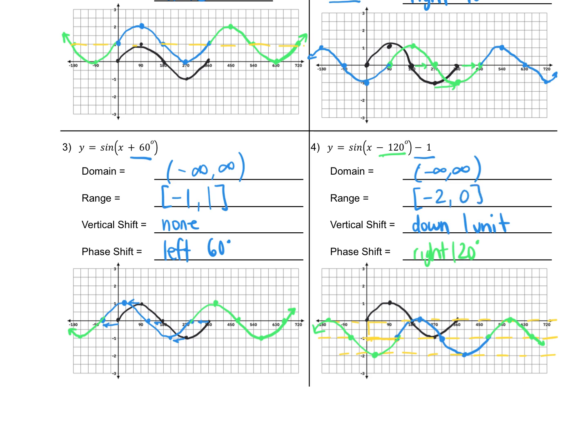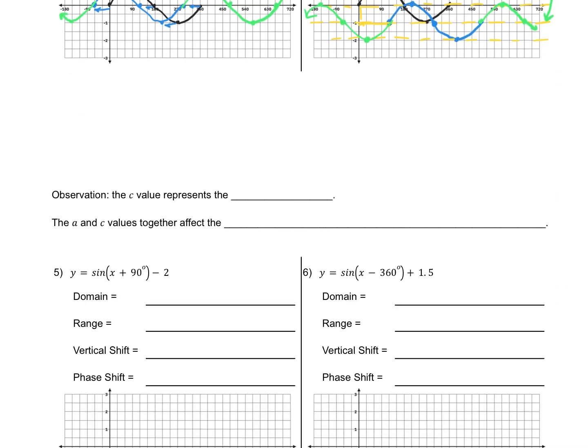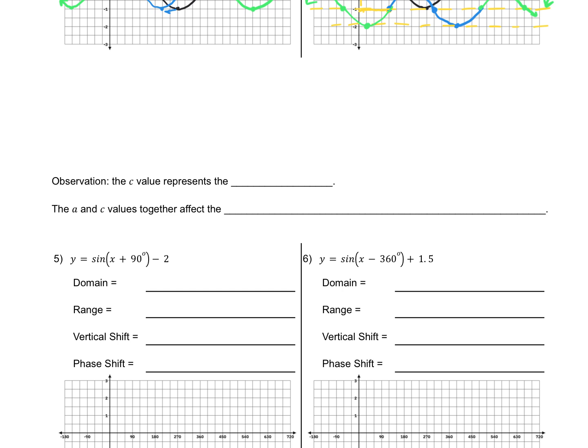So what observations can we make? The domain hasn't changed, but the range has whenever there has been a vertical shift. And if you take a look here, this vertical shift looks like it's matching my midline. And let's look above. The vertical shift was +1 and my midline was +1. And then the max and mins were just 1 above and 1 below because the amplitude was just 1. So let's put that together. The C value represents the midline or the central axis.